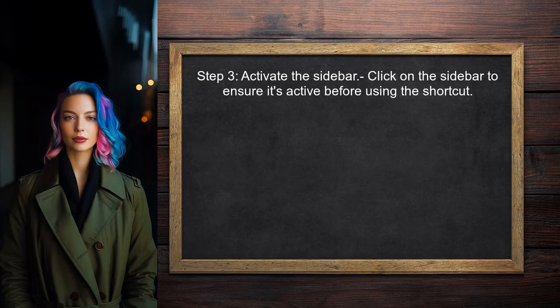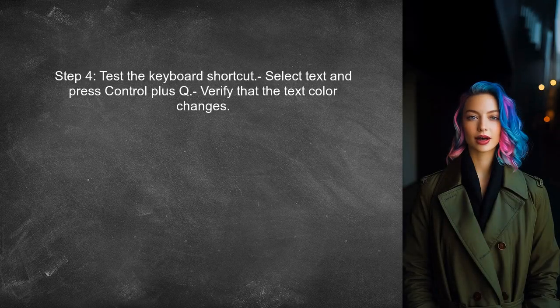Now let's address the sidebar activation. The user needs to ensure that the sidebar is open and active for the keydown event to work. This means they should click on the sidebar before using the keyboard shortcut. Finally, the user should test the keyboard shortcut after making these adjustments. They can do this by selecting some text and pressing Ctrl+Q to see if the color changes as expected.